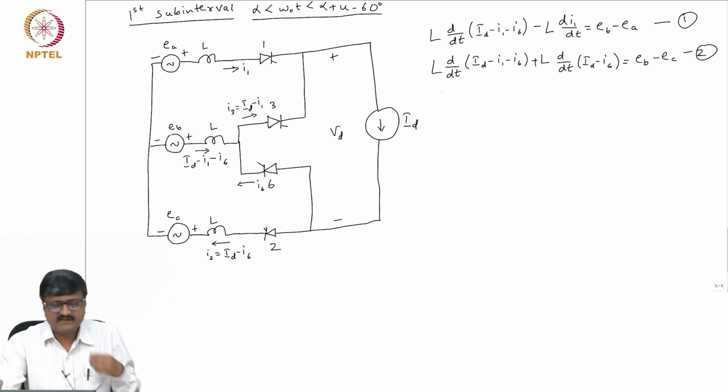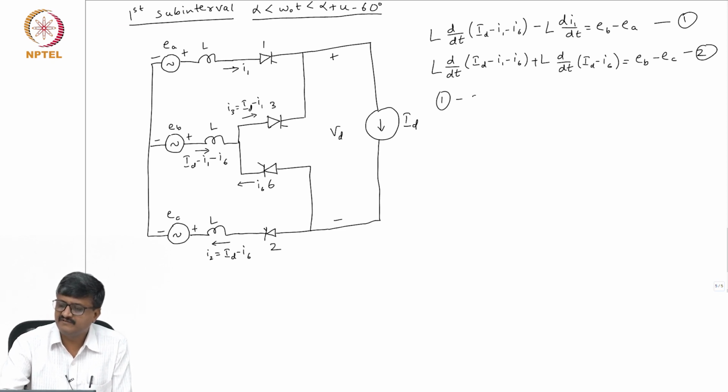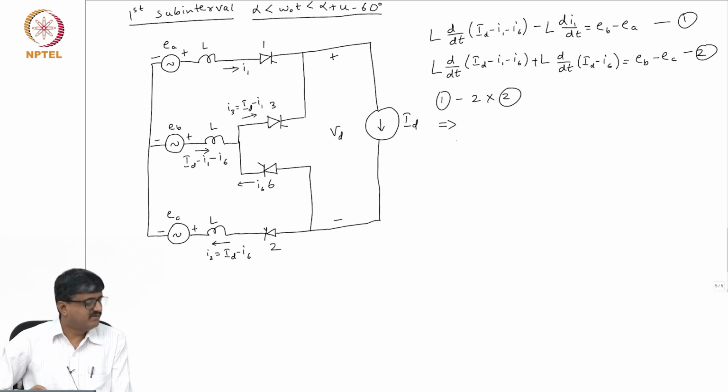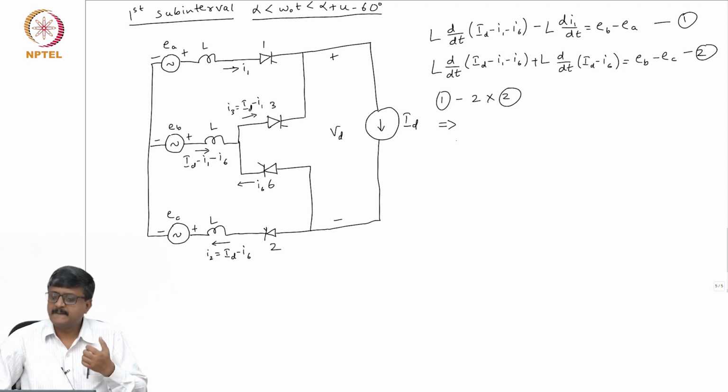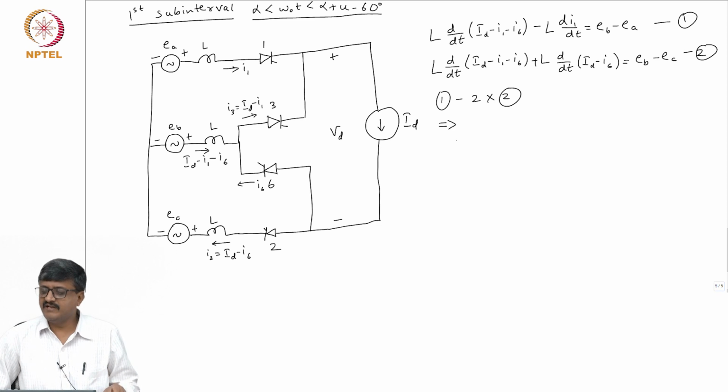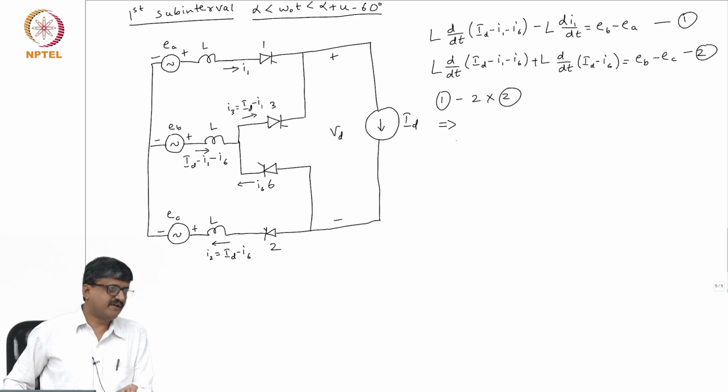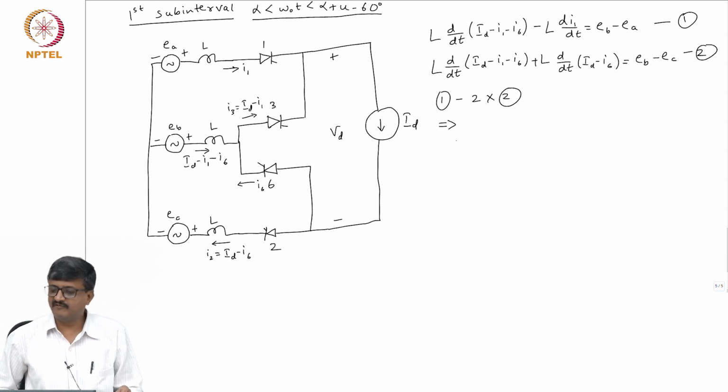See, if I take the first equation, what I need to do is eliminate one of them. Suppose I take first equation minus 2 times second equation, what do I get? My intention is to eliminate one of the quantities. Suppose I want to eliminate I1. So, first I will solve for I6, say.